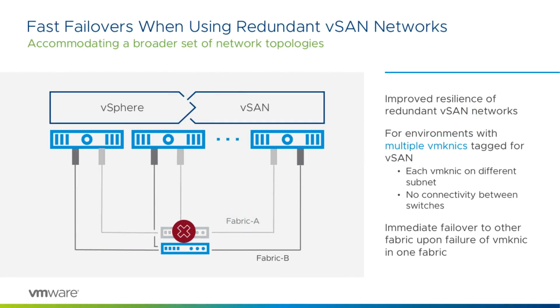Some environments have a requirement to use multiple VMkernel NICs tagged for vSAN traffic. While this has been a supported topology, there were opportunities for improvements in how vSAN failed over to the other VMkernel NIC in the event of a network connection failure. New logic is introduced in vSAN 6.7 that dramatically improves the failover of vSAN traffic from one VMkernel NIC to another. This improvement further enhances the resilience of vSAN.